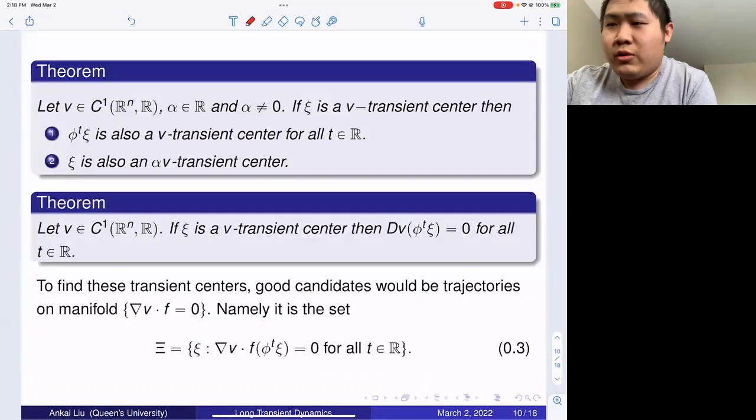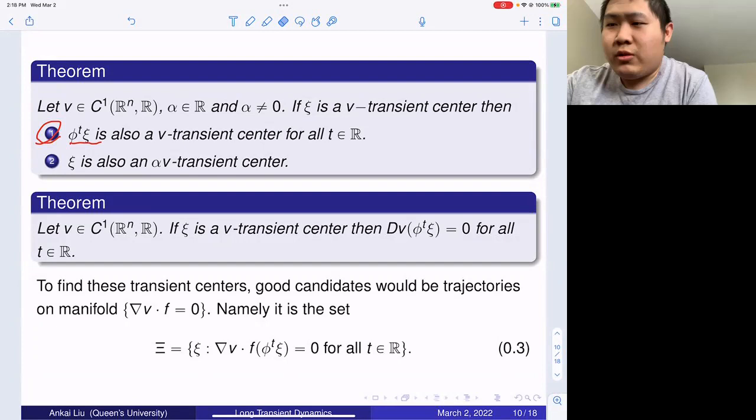Okay, so with the V transient center, in fact, we can show some interesting properties. One interesting property is this one right there. Suppose psi is a V transient center, then if we go forward in time and backward in time, every point on the whole trajectory will also be a V transient center. So in fact, that's very interesting.